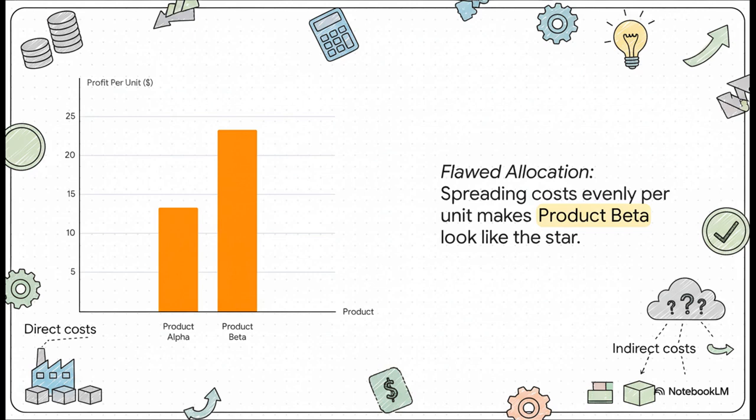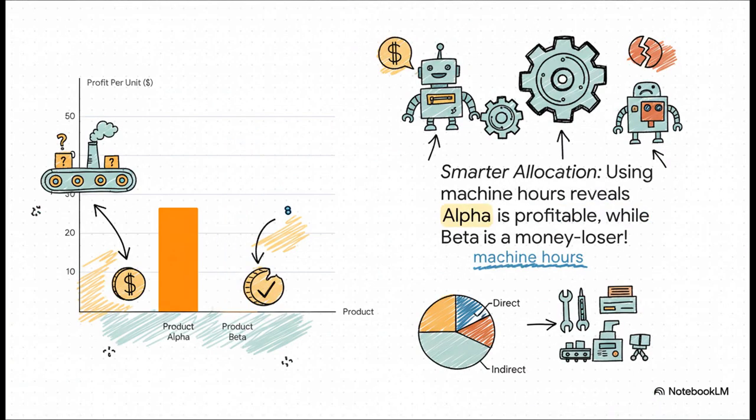Product beta appears to be the superstar, right? And product alpha is kind of lagging behind. The obvious strategy? Go all in on product beta. But here's the twist. What if product beta is way more complex and it actually chews up 4 times the machine time to produce? If you use a smarter allocation method, one based on machine hours, which is a much better driver of those overhead costs, the entire picture just flips on its head.